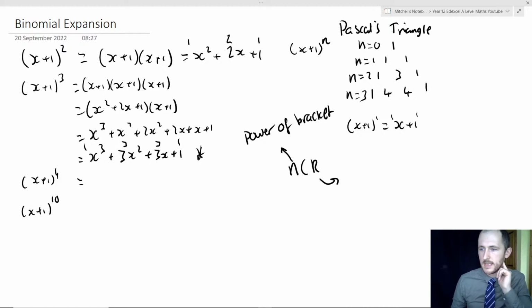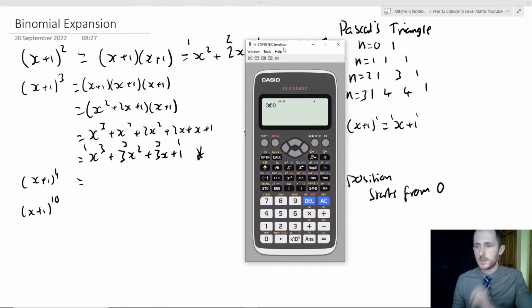And r is the position you're in, and it starts from 0. So when I type this in, it's going to give me the number that is in front of the first term, which is 1. That's correct. Then what I do is I change this to 1.